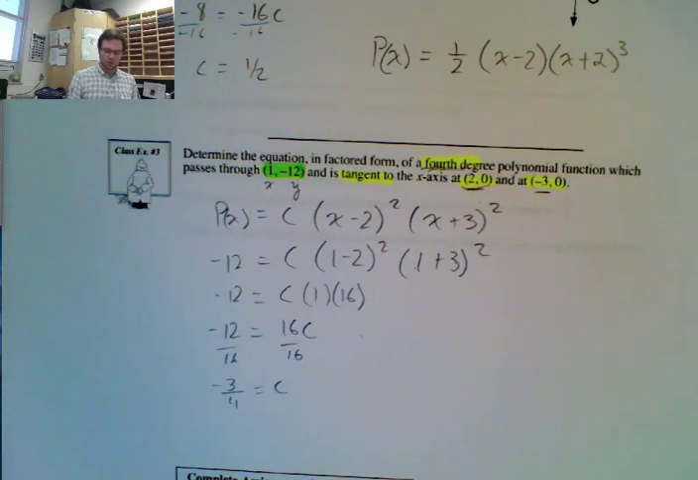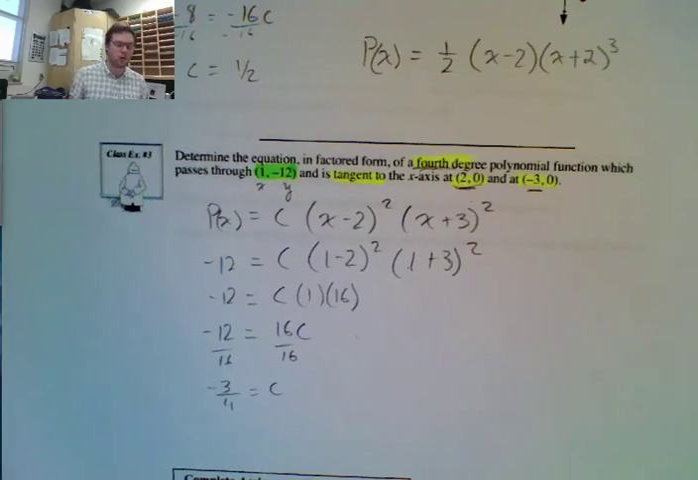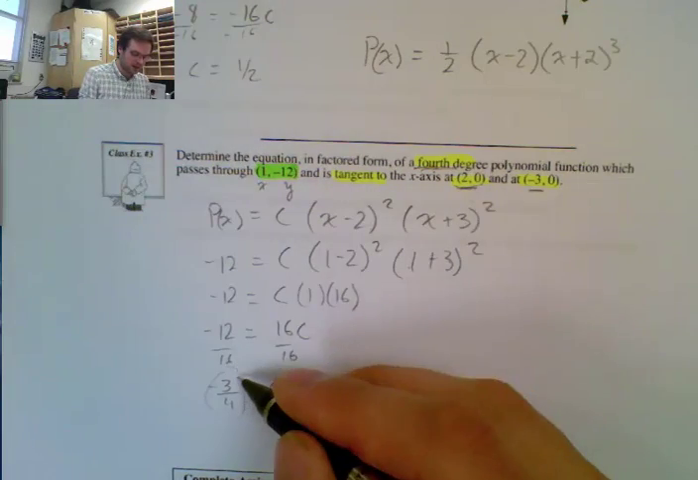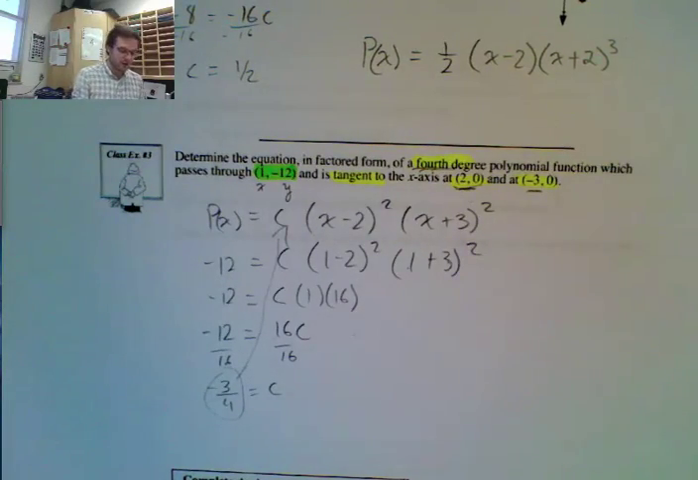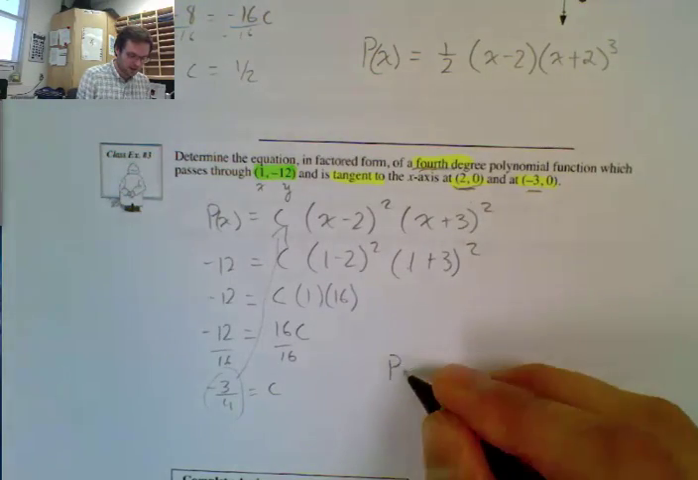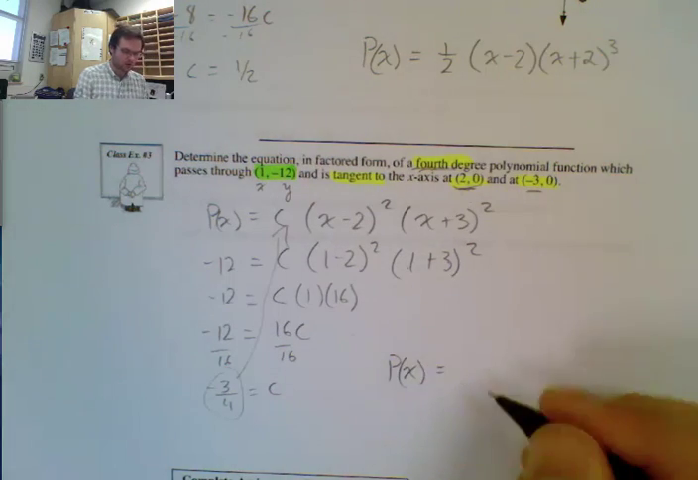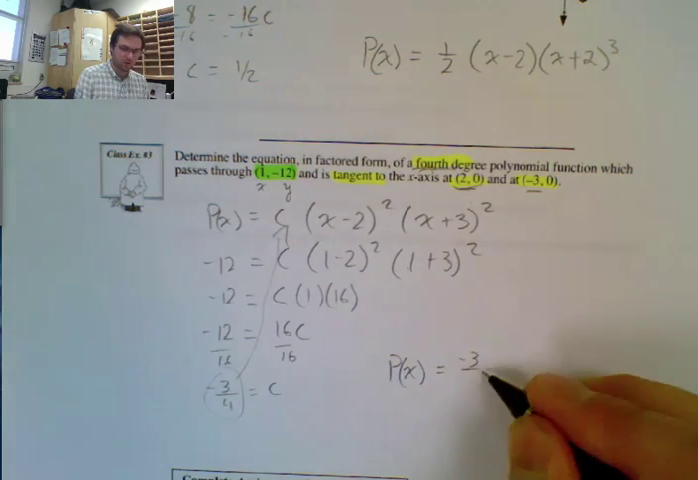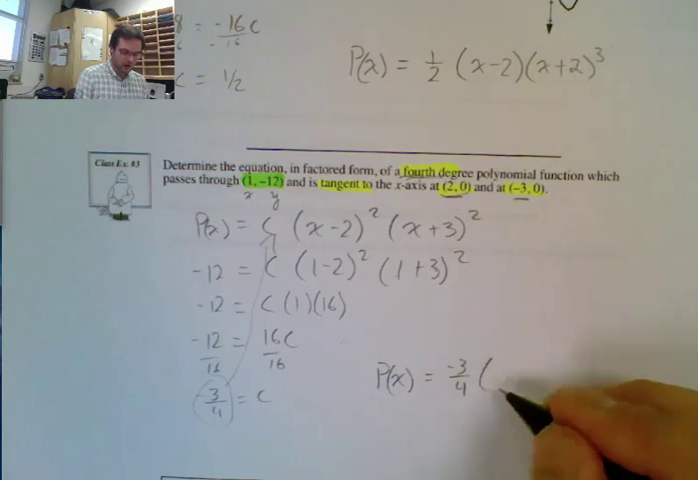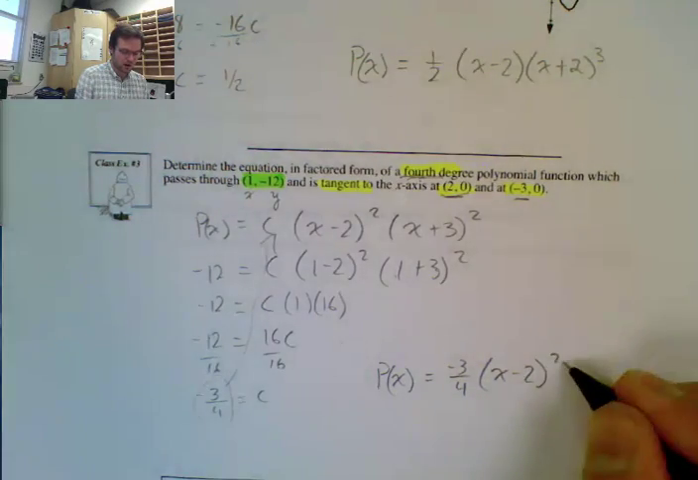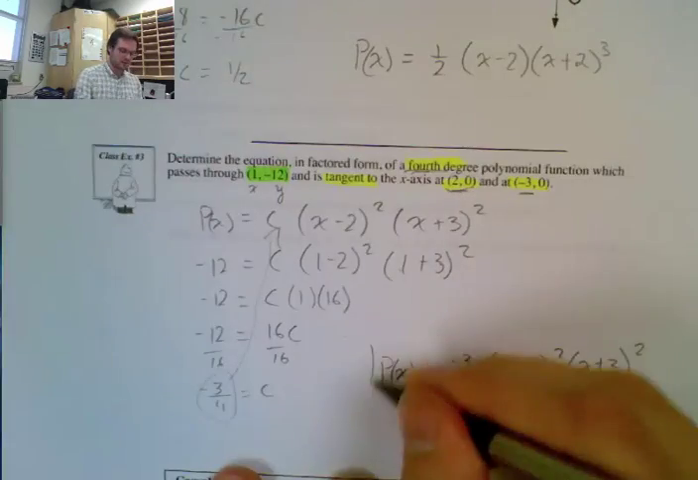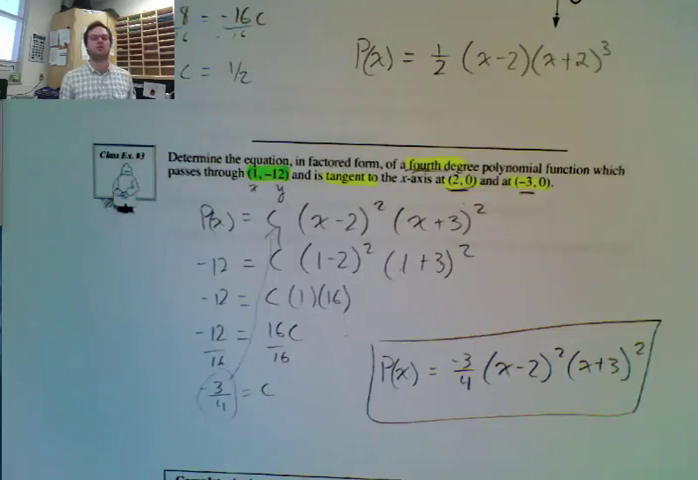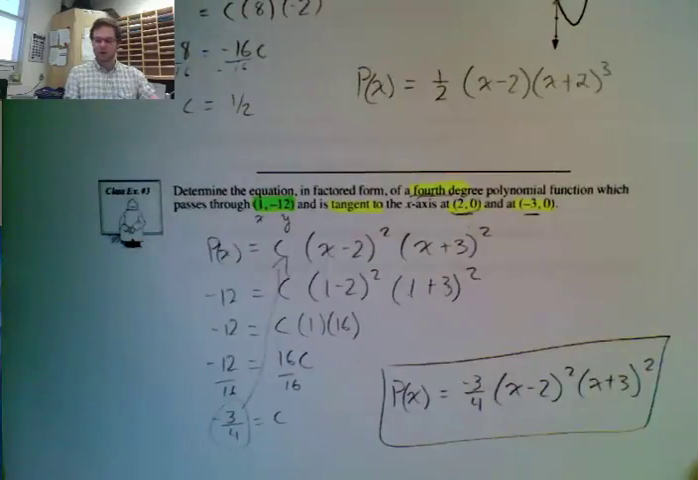Okay? So we want the equation in factored form, so we don't have to multiply it out into expanded form. So we plug this back in for c in my equation. So we end up getting p of x is equal to negative 3 over 4, times x minus 2 squared, x plus 3 squared. And this is my final answer. Okay.